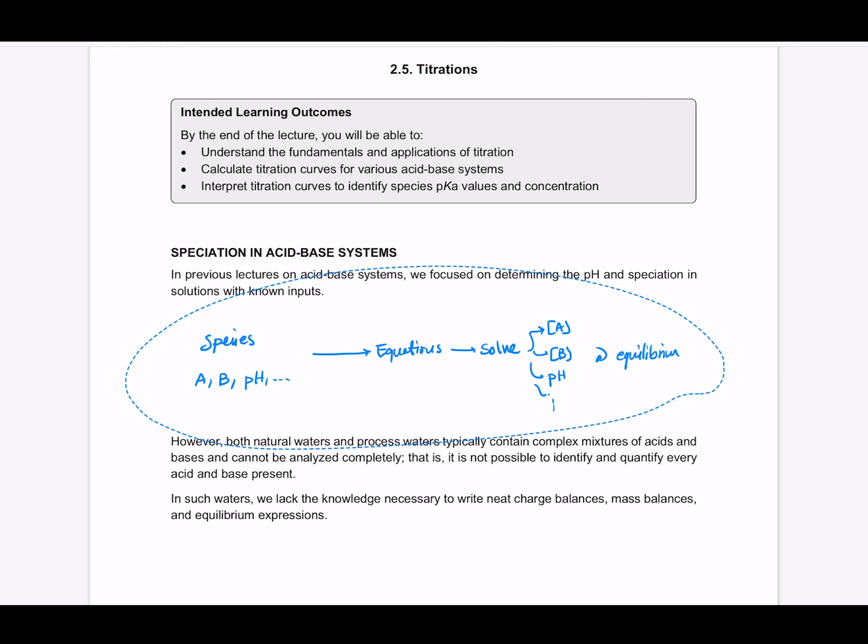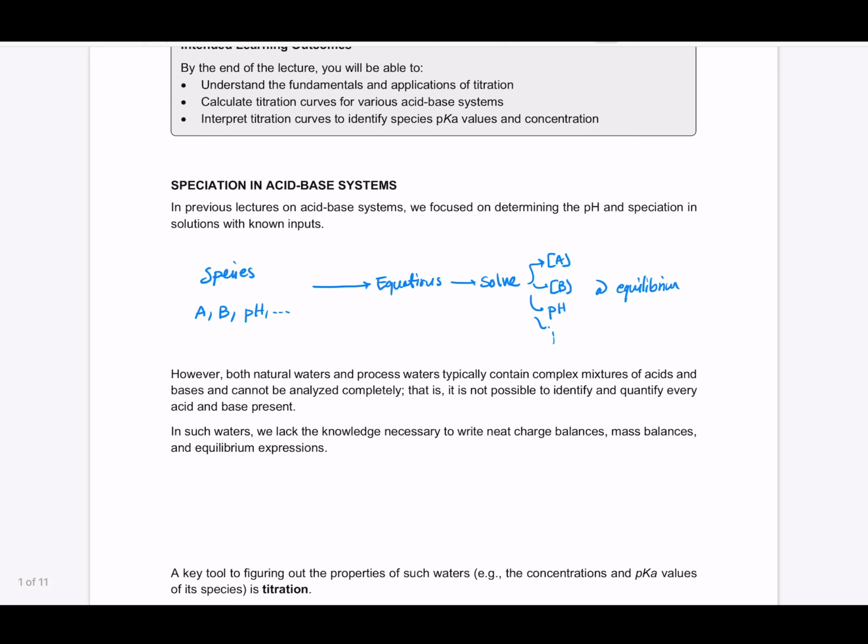But this pipeline was doable because of the very first step. We knew what we have in the system. So that's the first thing. Also, we knew about some of the features, for example, the equilibrium between the species, some information that we use to derive these equations. But this is not the case all of the time. Sometimes we have samples with some unknowns. So titration helps us to get there, hopefully, without knowing what species we have in the system. So we need to know how we can use titration to get there.